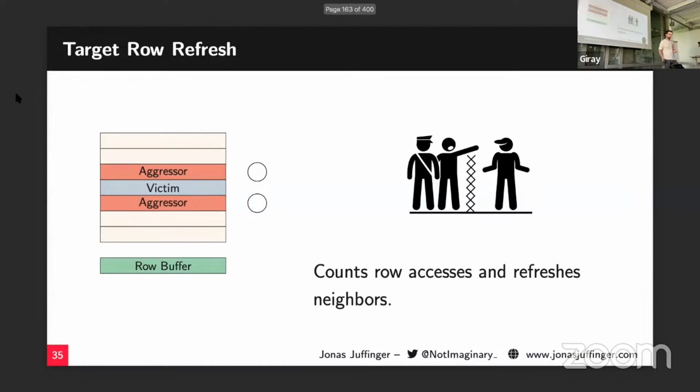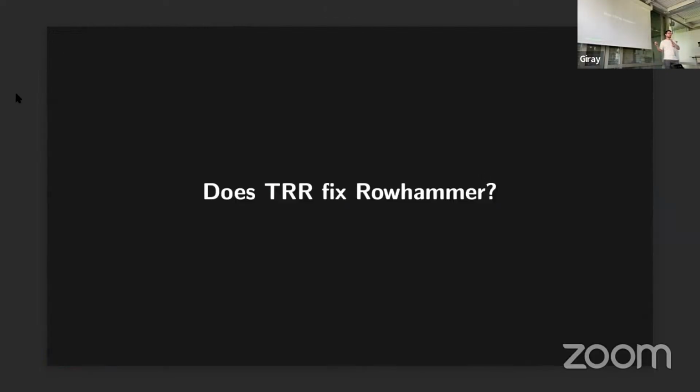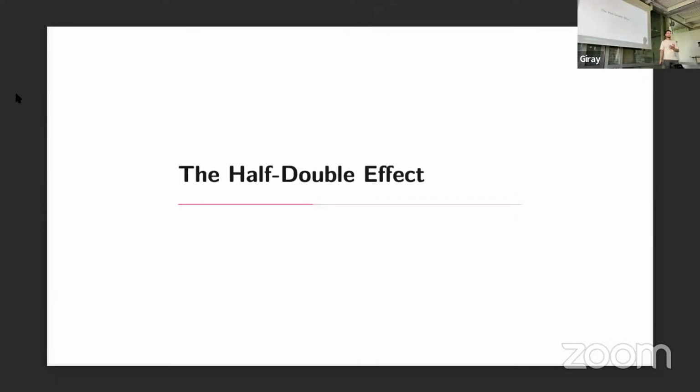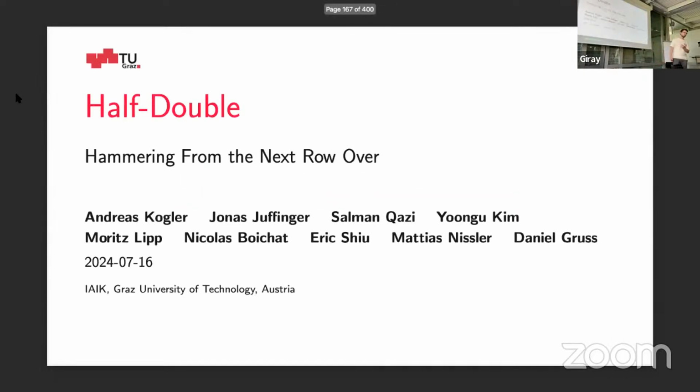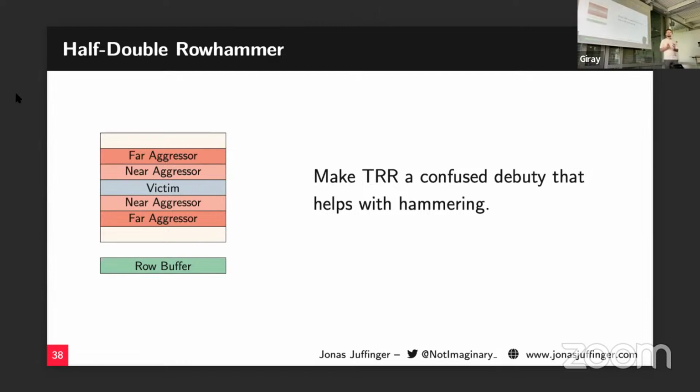So would a perfect TRR, so a counter for each row, fix RowHammer? The sad answer is no. And this is what we showed in the Half-Double paper, Half-Double RowHammer, hammering from the next row over. And the effect that researchers from Google first observed there is that you can do something really funny. You can actually use TRR, the mitigation made to prevent RowHammer, to enable RowHammer from a higher distance.